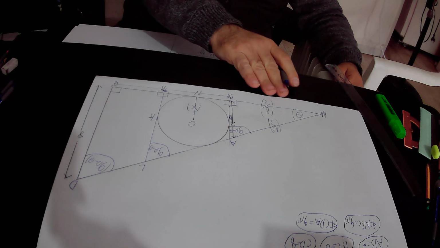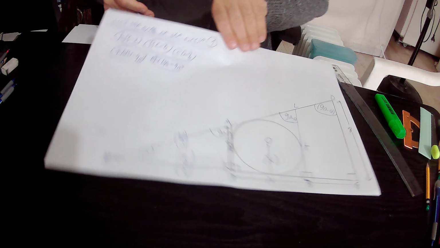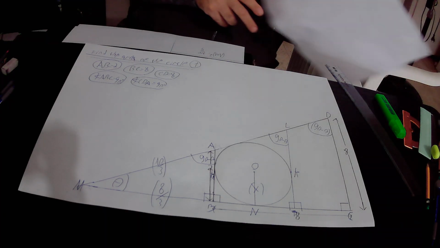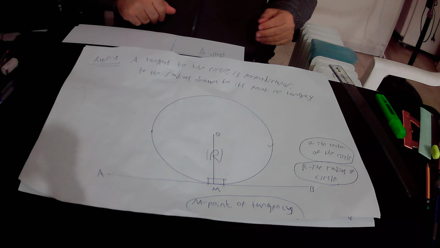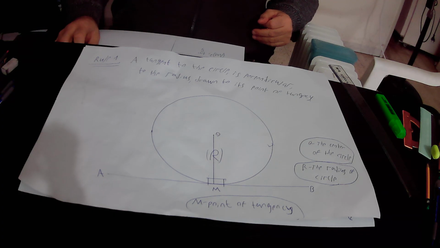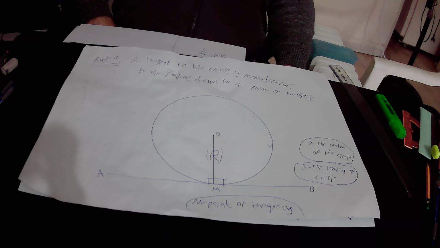Here we can implement rule 1. I'll repeat quickly rule 1. According to rule 1, a tangent to the circle is perpendicular to the radius drawn to its point of tangency. Again, a tangent to the circle is perpendicular to the radius drawn to its point of tangency.